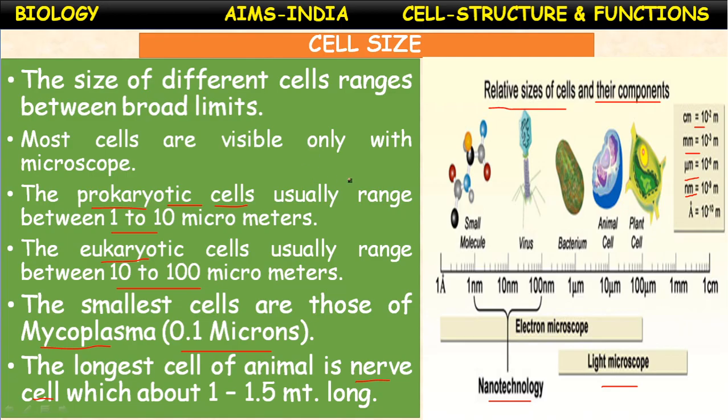So the cell size depends upon the size of the organism. In unicellular organisms, the cell size is very small. So these unicellular organisms we cannot see with our naked eyes because their size is very, very small. So we use microscopes like the light microscope, compound microscope and electron microscopes. With the help of the electron microscope, we can study the internal organization of cells clearly.